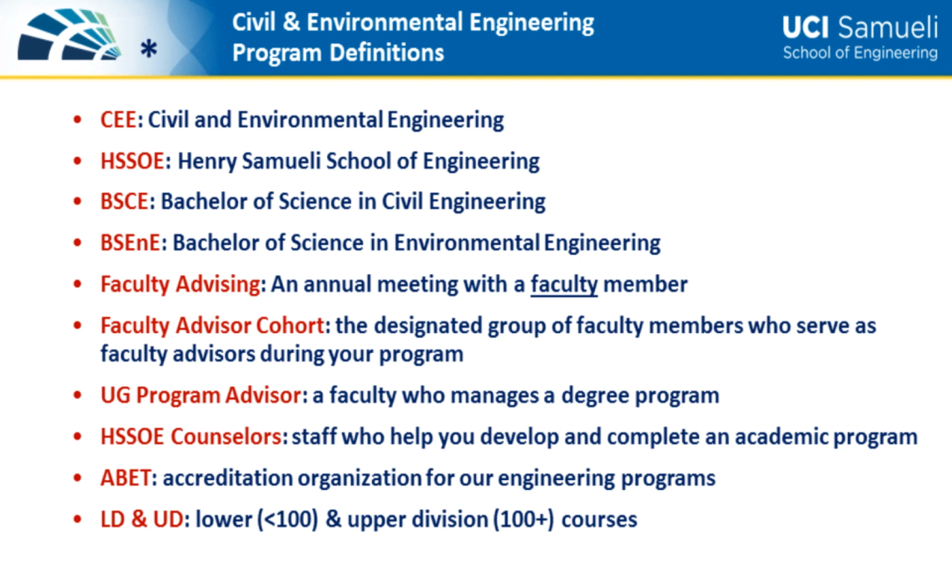The next definitions are important to the overall advising process. Faculty advising is an annual meeting with a faculty member. The faculty have designated to manage your degree program, teach your major courses, conduct research on contracts and grants as well as research with students, and provide career assistance. A faculty advisor cohort is a designated group of our faculty members who serve as your default faculty advisors throughout your program.